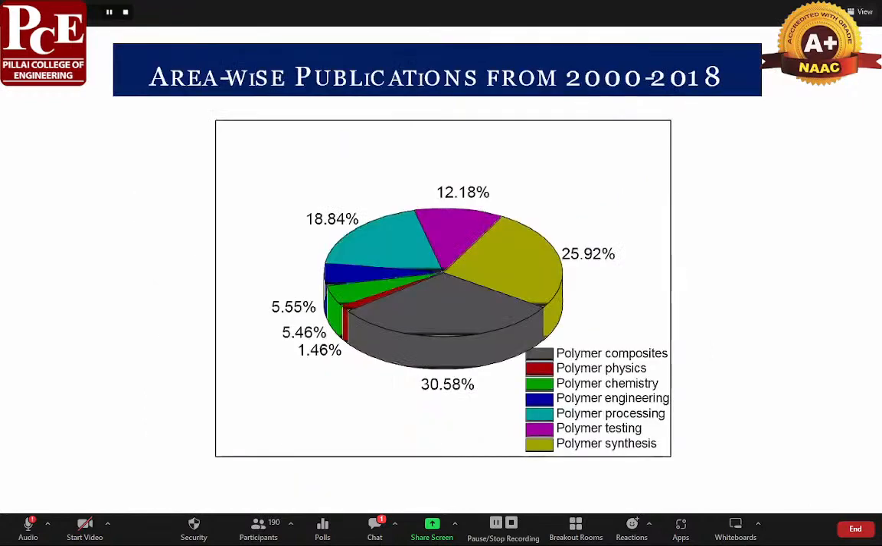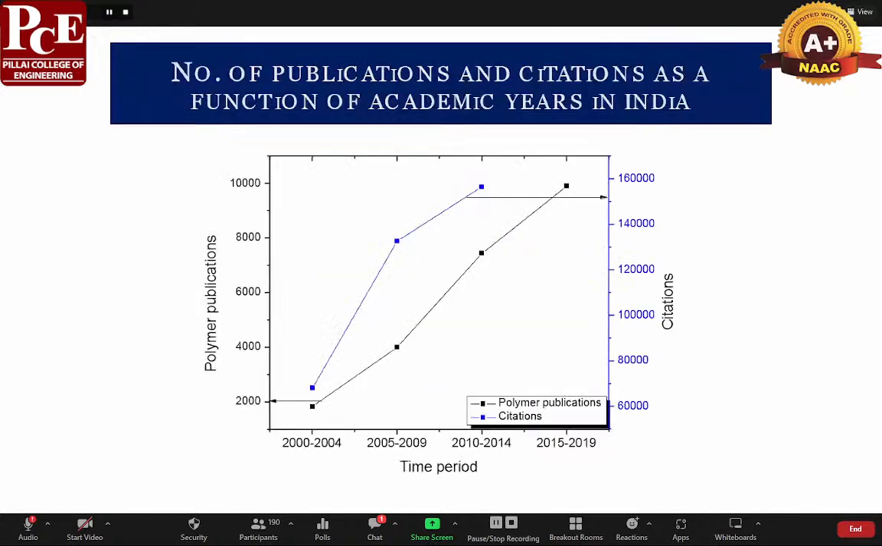Now, area-wise publication: I'm giving you the statistics for 2018. Here also you can see that polymer composite is dominating. Now, what is a polymer composite? Polymer and inorganic filler, polymer with graphene, polymer with carbon nanotube. That kind of mixture is known as a polymer composite. Okay, now I can skip.